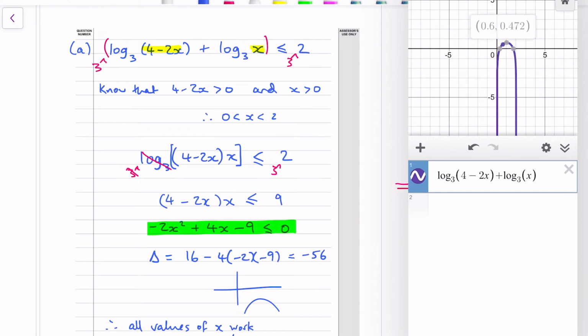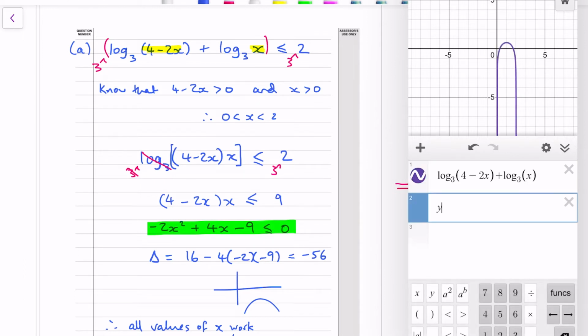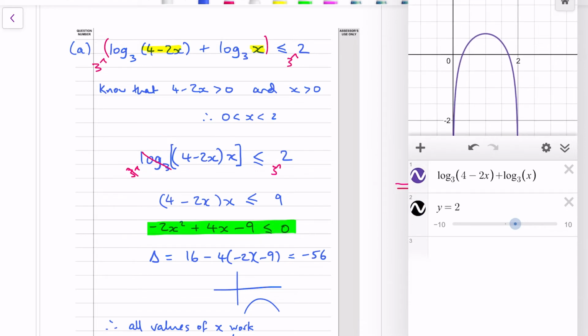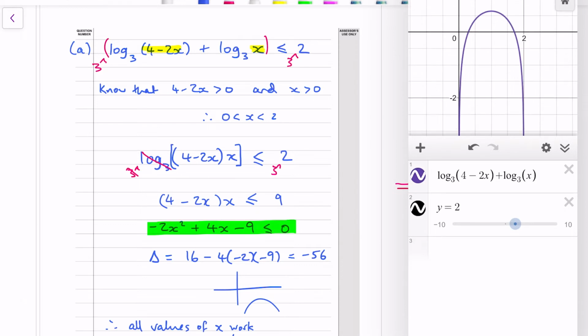Okay, that function there is always underneath 2. So the left-hand side of the equation is always satisfying the right-hand side of the equation, less than or equal to 2, but the function's only defined between 0 and 2. As you can see, there's some asymptotes, so hence why our answer is restricted to those x values.